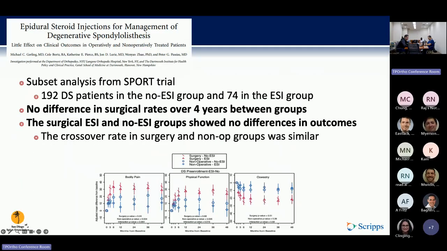In the SPORT trial, this is a trial that we all kind of know from our training. There was a subset analysis that actually got published pretty recently that looked at patients with degenerative spondylolisthesis who were being initially non-operatively managed. 192 did not receive epidural injections, while 74 did, and ultimately there was no difference in the rate of surgery or outcomes between the groups over a 4-year span.